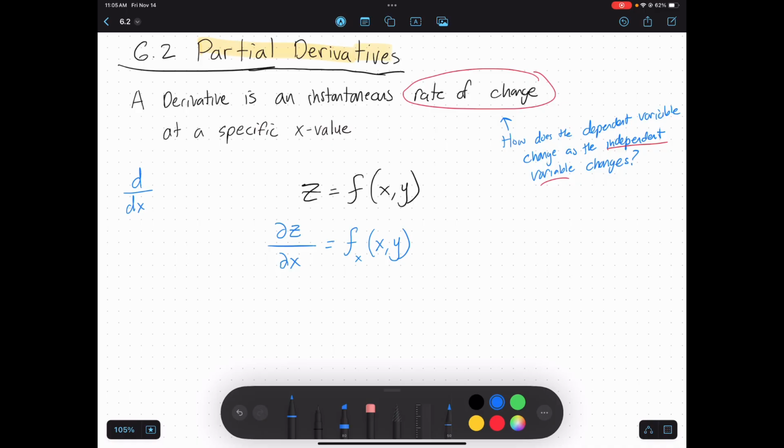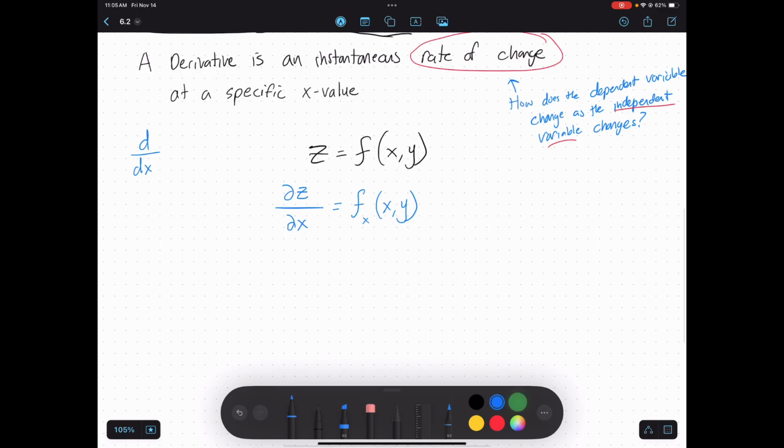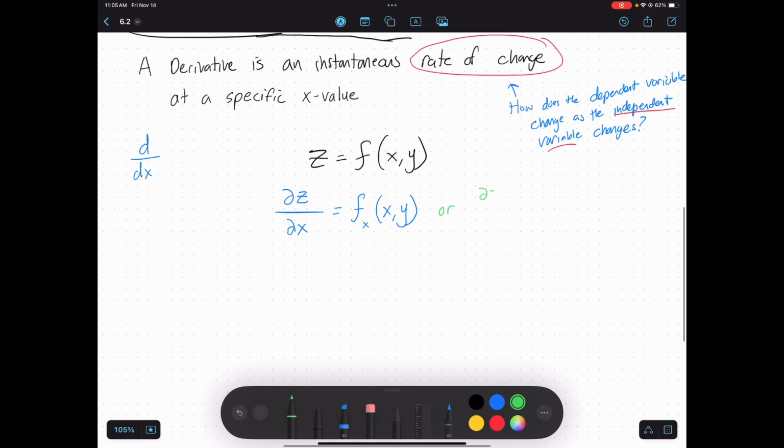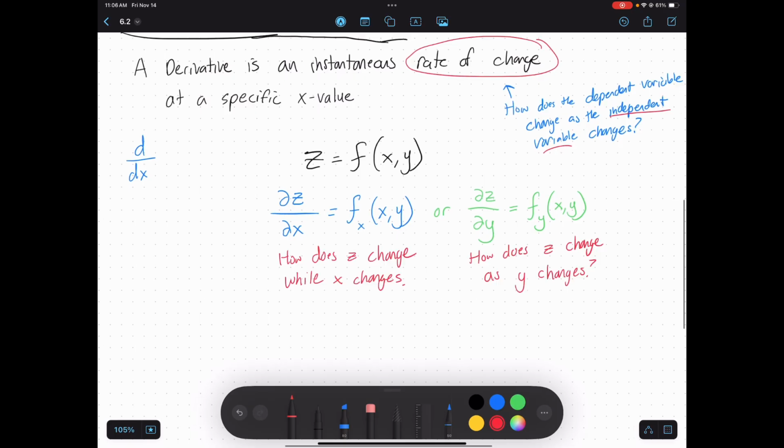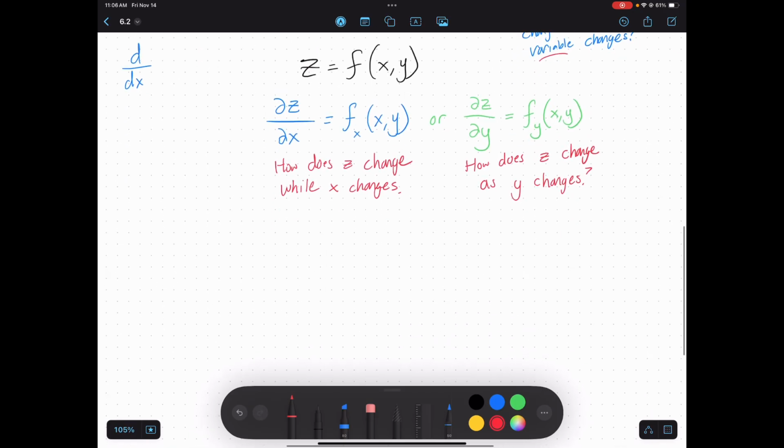I'm focusing on x. Which means that I can also do the same thing in terms of y. I can take the partial derivative of z in terms of y. Notice how I'm changing that denominator because now I'm taking the derivative in terms of y. And similarly, my function notation would just switch to f sub y of x, y. And that would mean that I'm taking the derivative in terms of y. And I'd really be asking myself the question, how does z change as y changes? So that's really the big idea with partial derivatives.